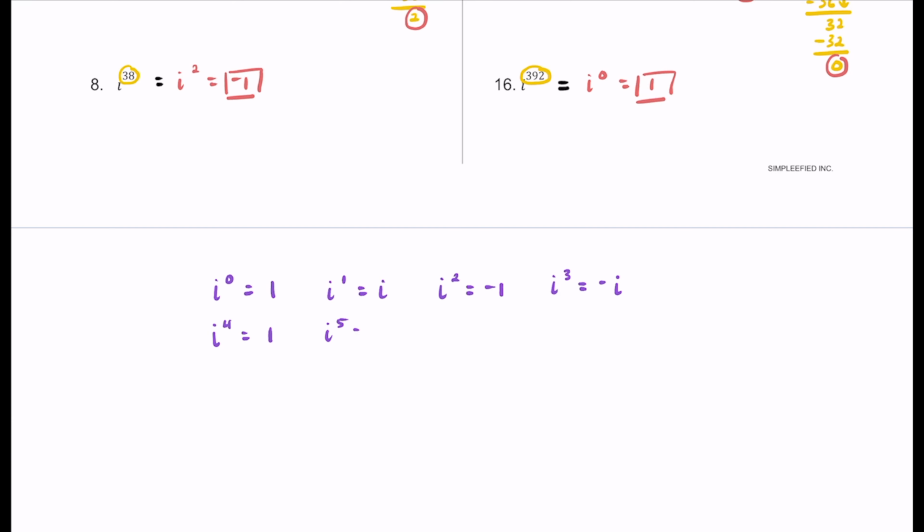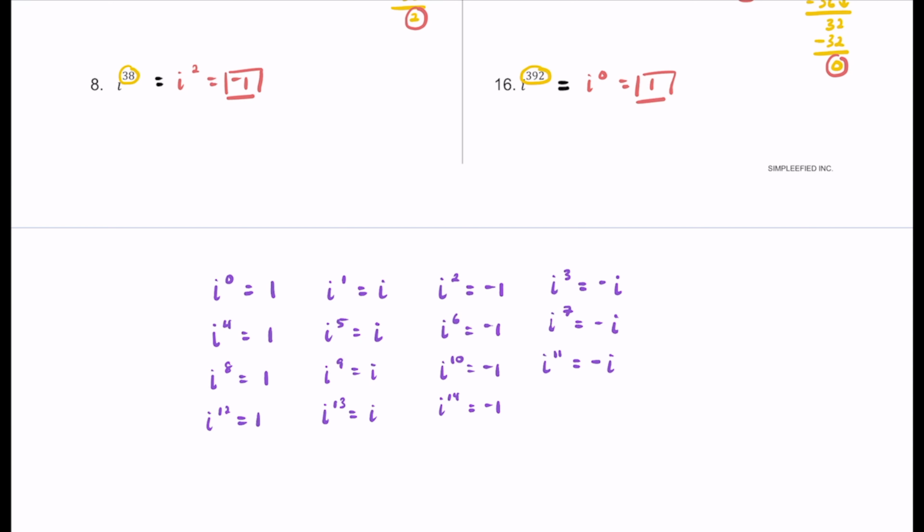i to the fifth power, that's equal to i. i to the sixth power, that's equal to negative 1 again. i to the seventh power, that's equal to negative i, right? And then when you say i to the eighth power, that's back to being 1. i to the ninth power, that's equal to i. i to the 10th power, that's equal to negative 1. i to the 11th power, that's equal to negative i again. And I'll go through one more cycle. If we have i to the 12th power, that's also equal to 1. i to the 13th power, that's equal to i. i to the 14th power, that's equal to negative 1. And i to the 15th power is equal to negative i again.